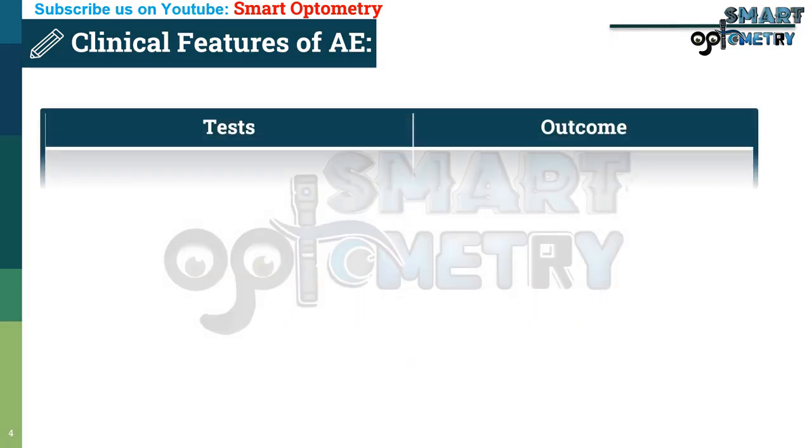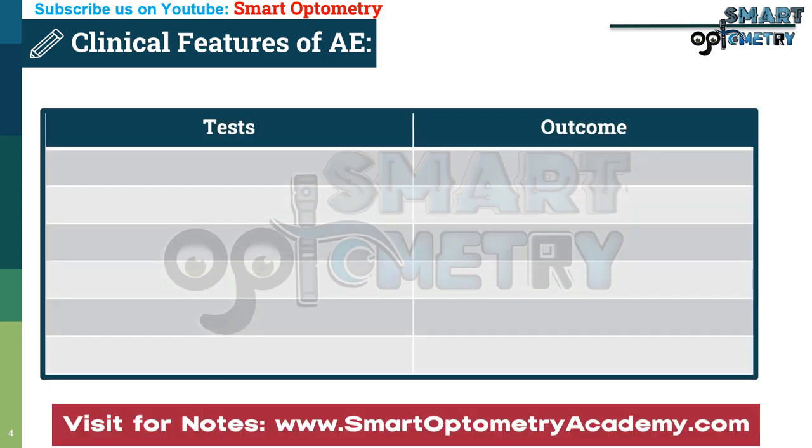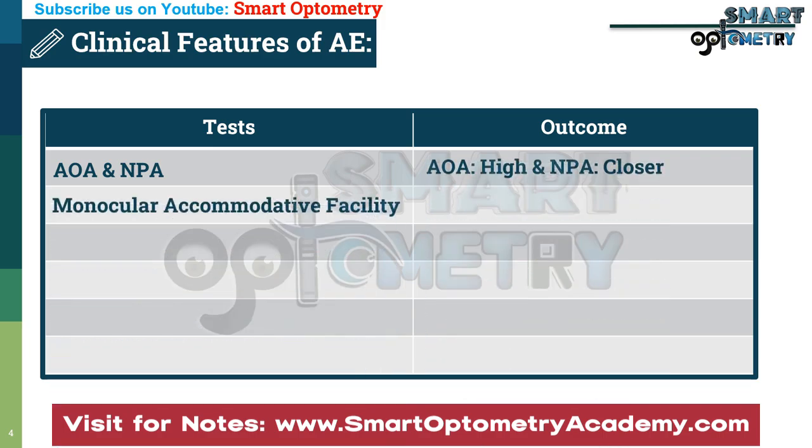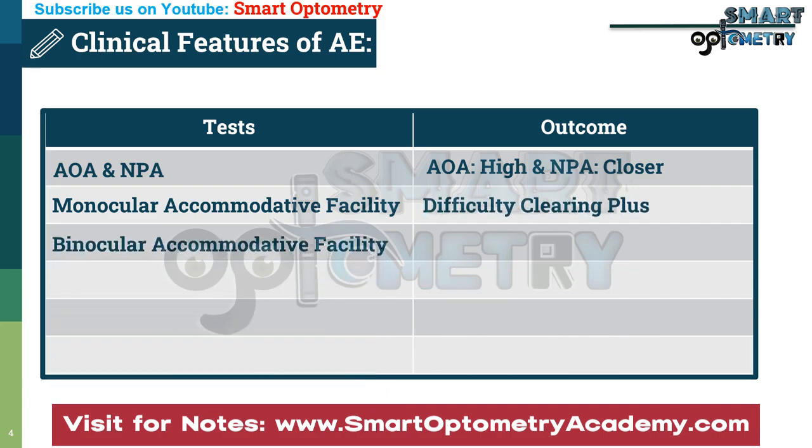Now let's see the signs of accommodative excess. 1. Amplitude of accommodation and near point of accommodation. Amplitude of accommodation will be high and near point of accommodation will be closer. 2. Monocular accommodative facility: the patient will face difficulty in clearing plus lens. 3. Binocular accommodative facility: the patient will also face difficulty in clearing plus lens.